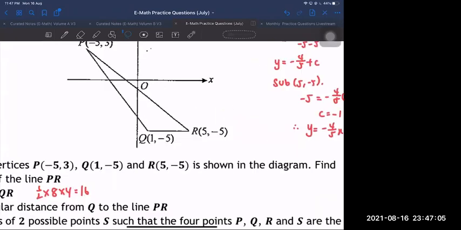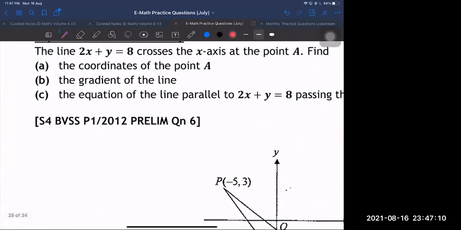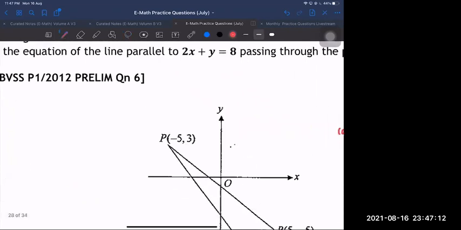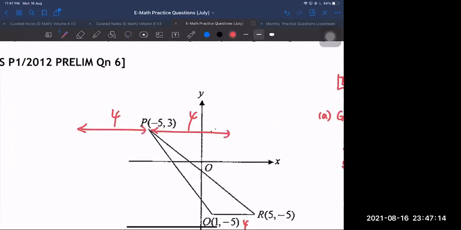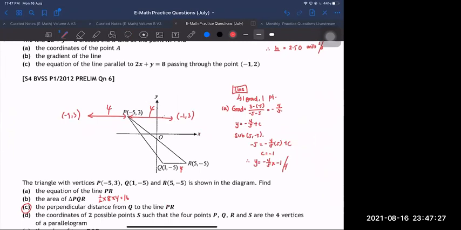So if we know that this is length 4, this means that your S can either be this way 4 or this way 4. So what's the coordinate? Okay, so -1, 3, you plus 4 to the 5, or you minus away, -9, 3. These are the two answers. Because you know that it is a parallelogram, so those two lengths must be equal.